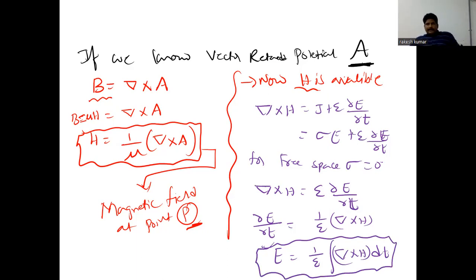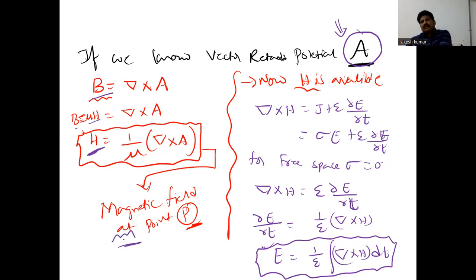This is the standard procedure for calculating any electric field or magnetic field for any current element at point P. The known thing is the vector potential A. If you know the vector potential A, how to calculate the electric and magnetic fields? We know that B is equal to del cross A and B is equal to mu H. So H is equal to 1 by mu into del cross A. So now we have got the magnetic field.